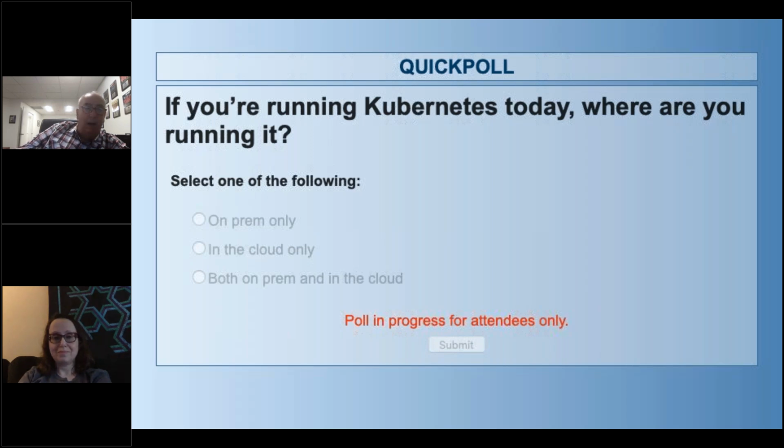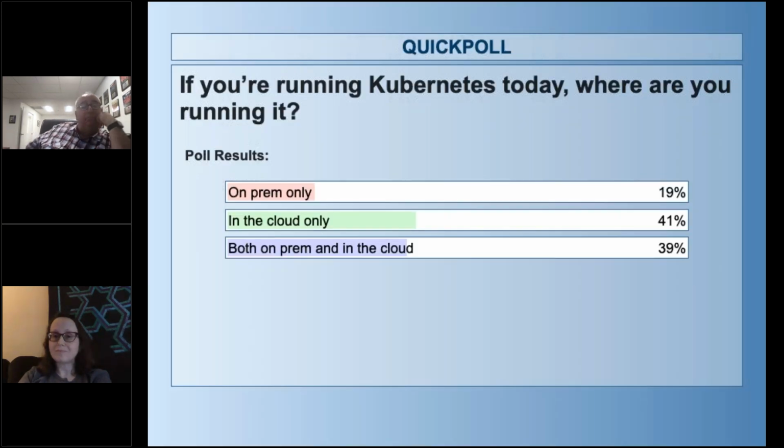And the results are, we've got both on-prem and in the cloud. Really, only 2% below. That's surprising to me. I thought it would be much more in cloud only. I am not surprised.